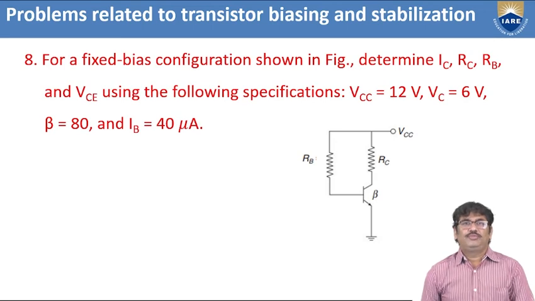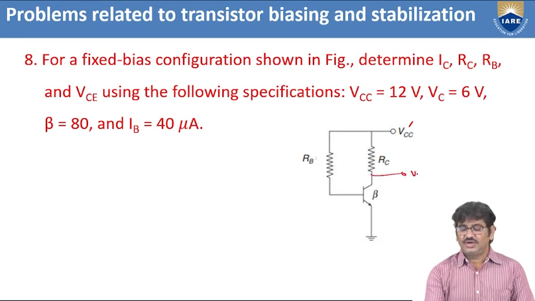We will see the eighth problem. For a fixed bias configuration shown in the figure, determine IC, RC, RB and VCE using the following specifications. VCC is equivalent to 12 volts. VC is equivalent to 6 volts. This is the voltage at the collector terminal, that is VC is equivalent to 6 volts.